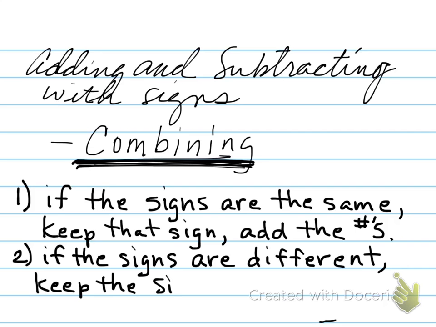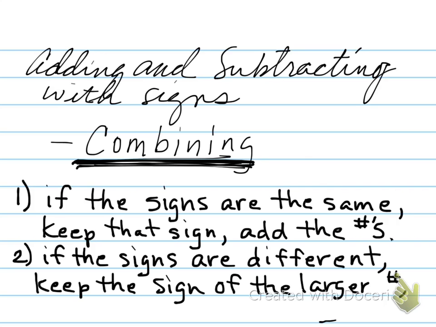keep the sign of the larger number. Now, this is a bit of a cheat because negatives are really always smaller than positive, but we're not worried about what sign they are. We're trying to determine the sign of the answer. So all we're looking at is the number. So if you see a 4 and a 7, which one do you think is bigger? 7. That's what I mean.